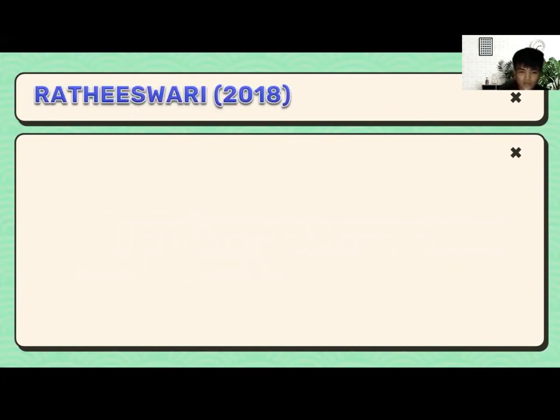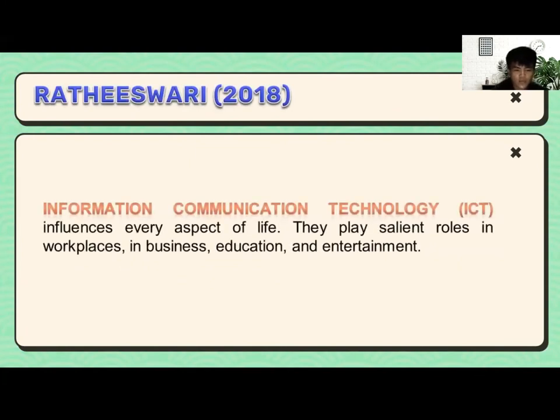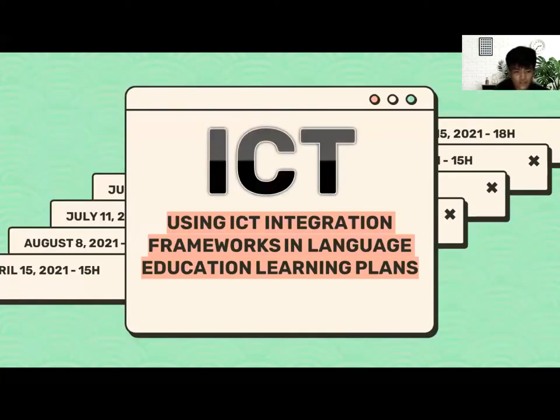Currently, in 2018 rather, information communication technology or ICT influences every aspect of life. Yes, indeed, because as we go to different places, information communication technology is really applied. It plays salient roles in workplaces, in your jobs, in businesses, for example online education also, for research and entertainment. And using ICT integration frameworks in language educational learning plans.